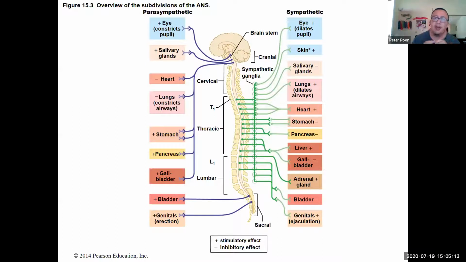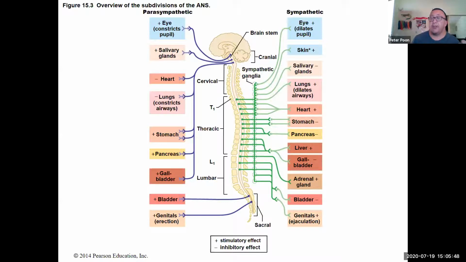A couple other things that are present in this picture that I want to point out. One, there's only one place where they actually work together, and that's here in the genitals. Both of them have similar effects, and they work together. So the parasympathetic is for erections, the sympathetic is for ejaculation. And the way you remember this: parasympathetic starts with P, sympathetic starts with S.